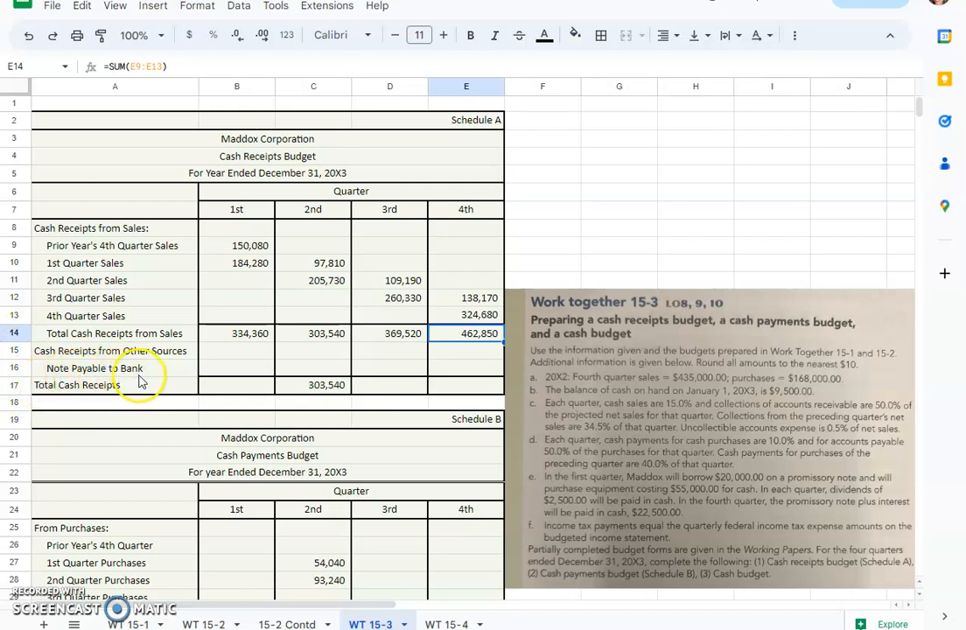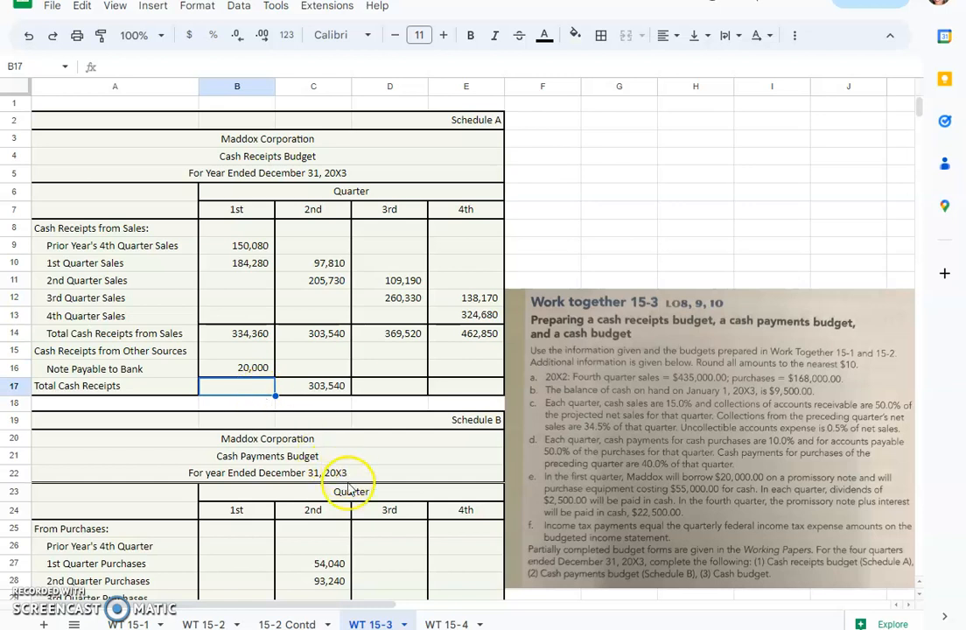So what other cash receipts do we have? It says we've got a note payable to the bank, and we can find that down here in the first quarter. Maddox will borrow $20,000 on a promissory note, so we can go ahead and put that under first quarter. Your total cash receipts would be those added together, and the rest of these will just be your total from the sales.